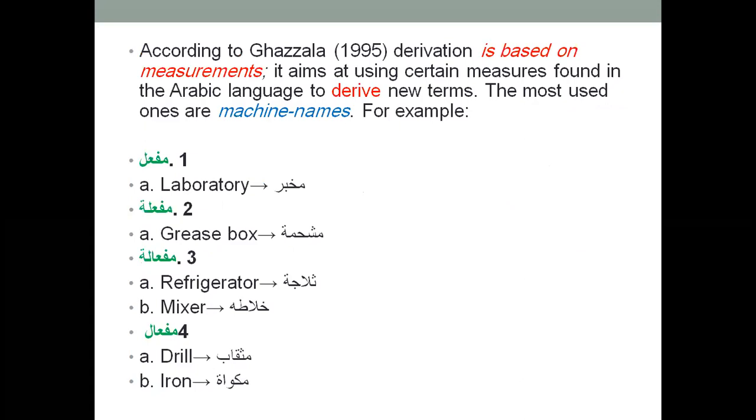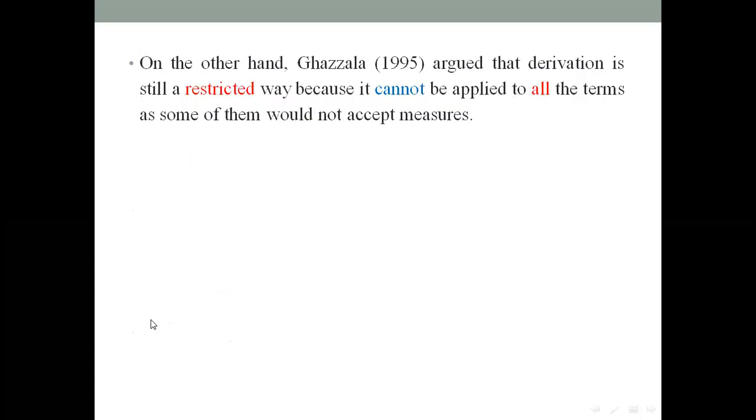Actually, we have several mechanisms for derivation, such as the first mechanism مفعل على وزن مفعل. So, laboratory, for example, can be rendered as مخبز على وزن مفعل. Grease box can be rendered as مشحم على وزن مفعلة. Refrigerator means ثلاجة, and it is derived على وزن مفعالة, ثلاجة مفعالة. Mixture خلاطة على وزن مفعالة. Drill مثقاب على وزن مفعال, and so on.